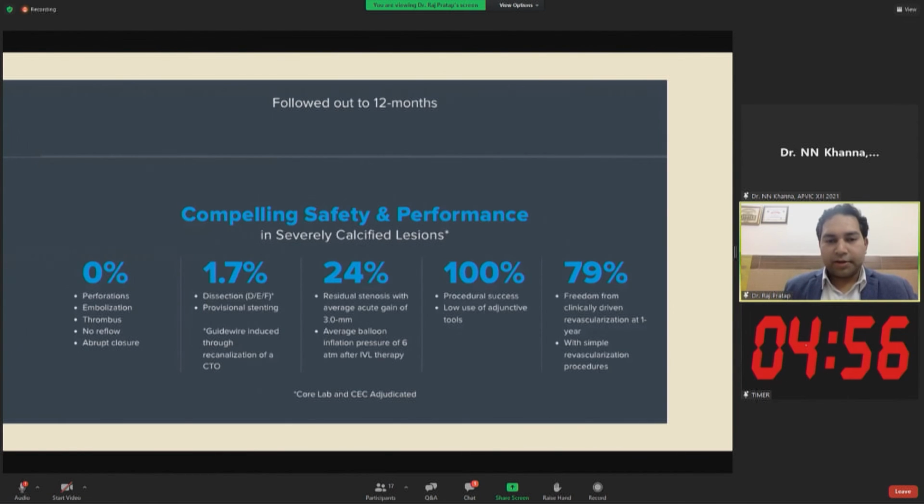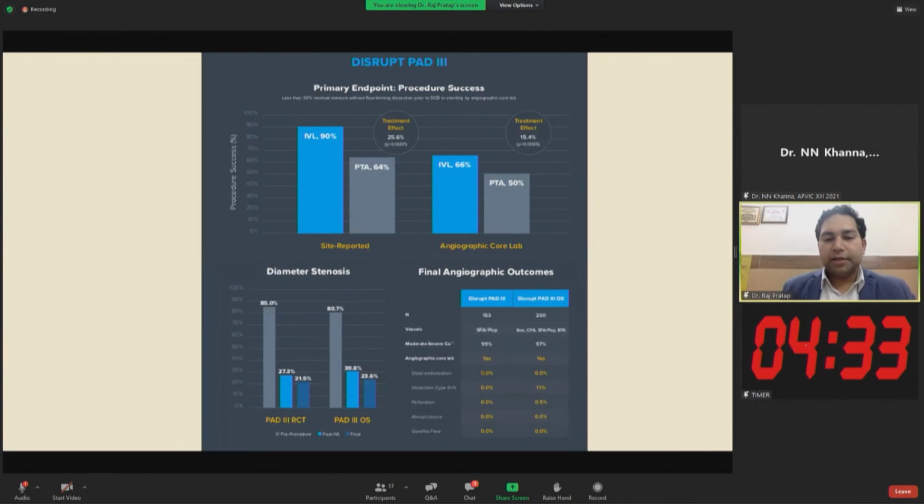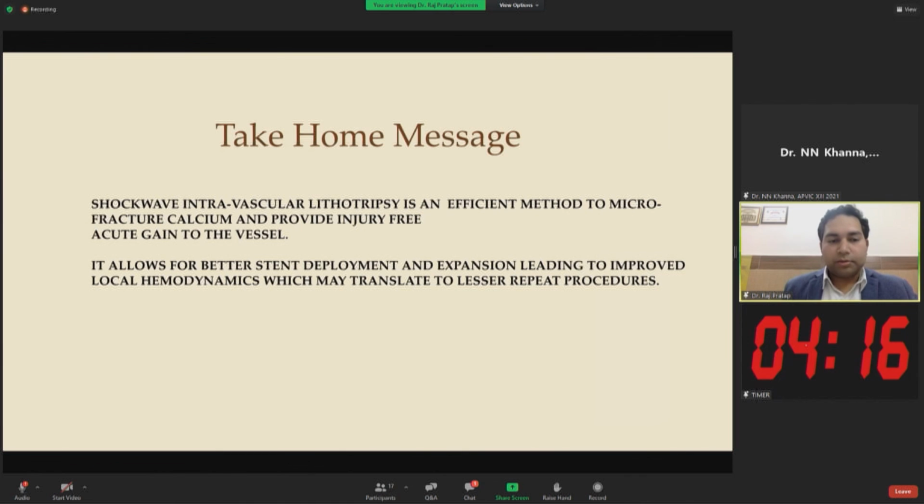And as sir had already mentioned about the Disrupt PAD trials, trial 2 and the third one that has recently come up, these trials have repeatedly shown phenomenal results, although the population is low. Even at around 12 months, the primary patency rate is much higher than it would have been without using this. In the Disrupt PAD 3 trial also, the procedure success has been much higher than PTA alone. So there is good treatment effect and there are good final angiographic outcomes also.